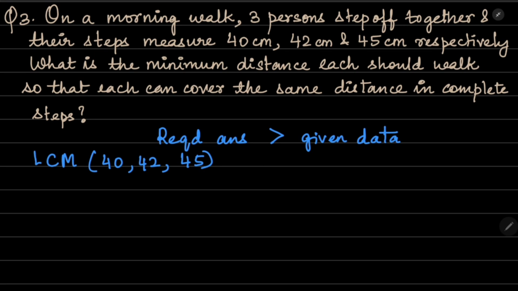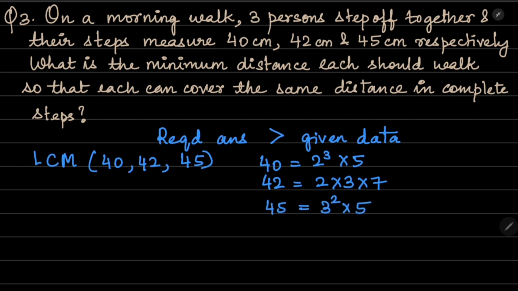And how will you do it? 40, you can take the prime factorization. It is 8 5s are 40. So 2 cube into 5. For 42, right? 42 is nothing but 6 sevens are 42. So 2 into 3 is 6, 6 sevens are 42. Again 45, 3 square multiplied by 5.